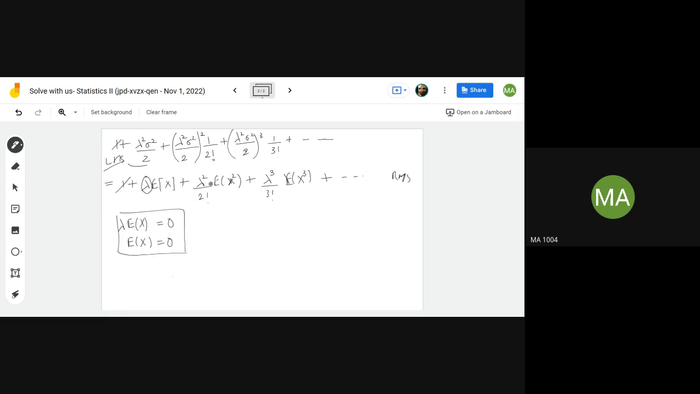Now what about the lambda square term? But can't we consider there, if you compare term to term, lambda square sigma square by 2 is equal to lambda E of x, right? So would that not make E of x equal to lambda sigma square by 2? If you compare the second term on the left hand side and the second term on the right hand side.